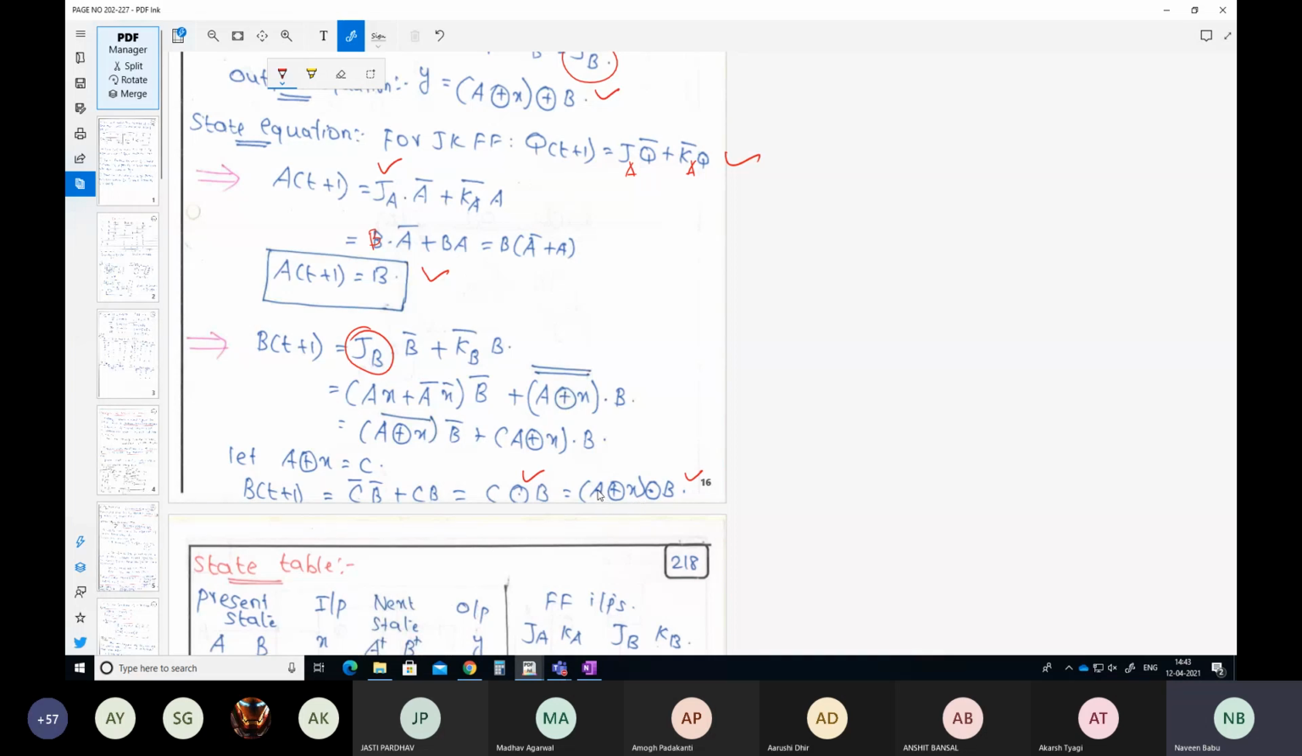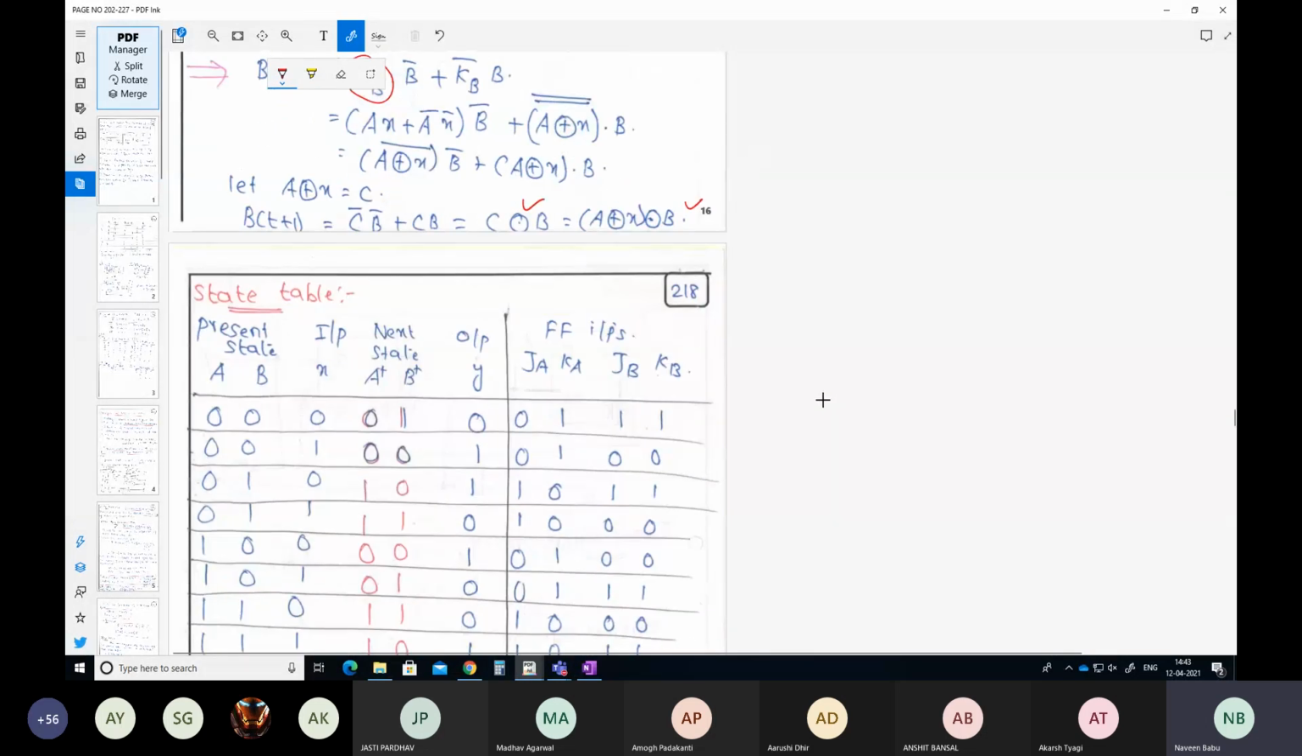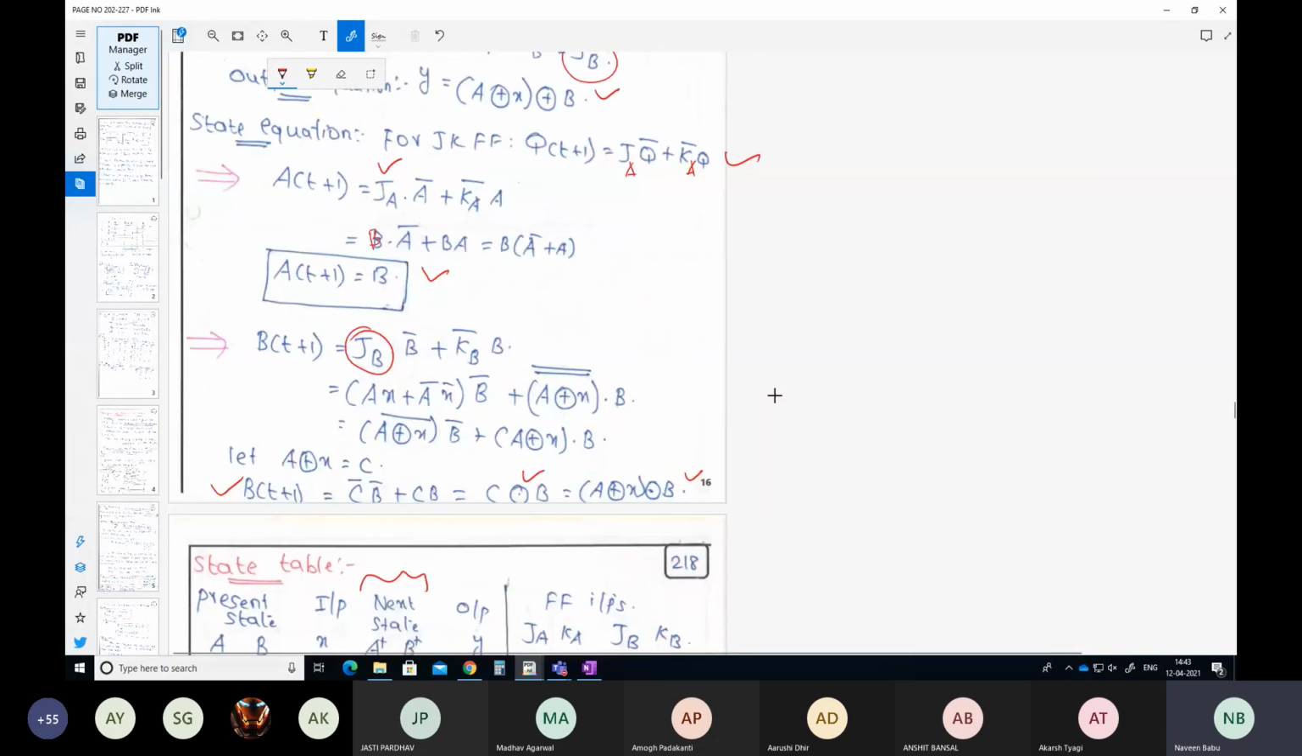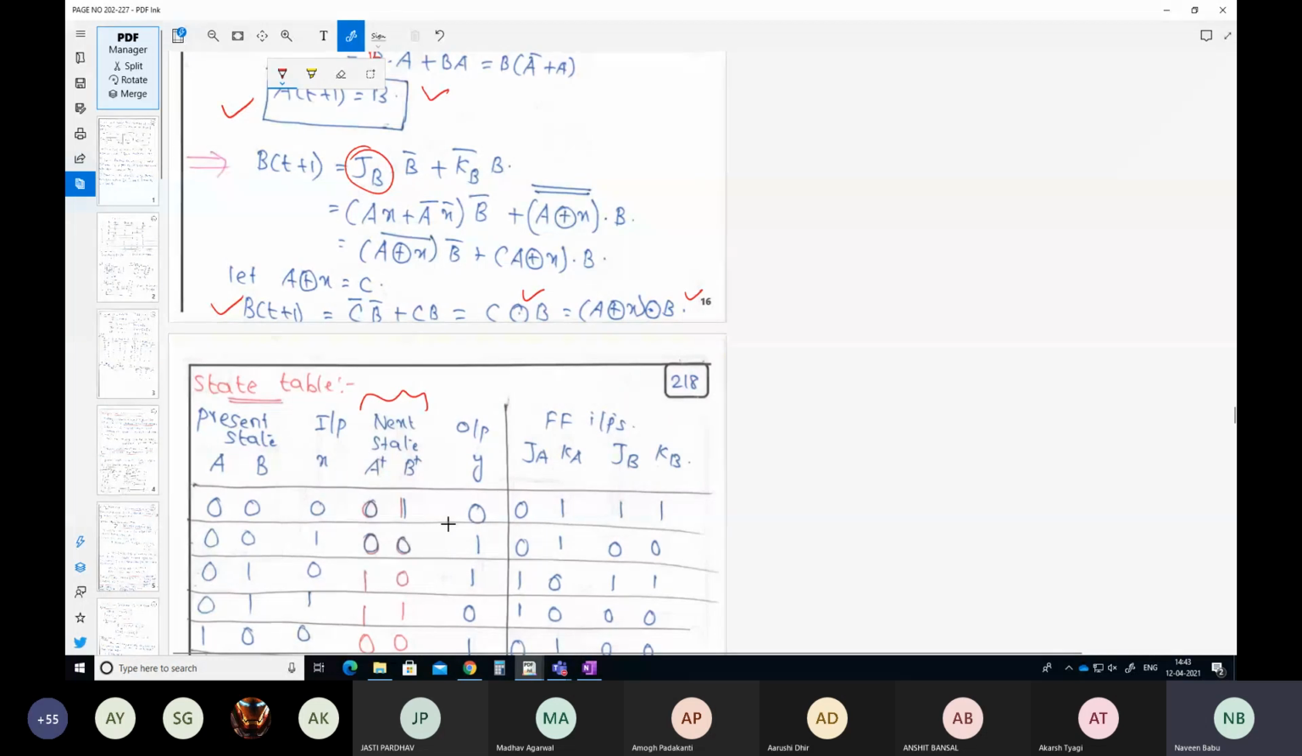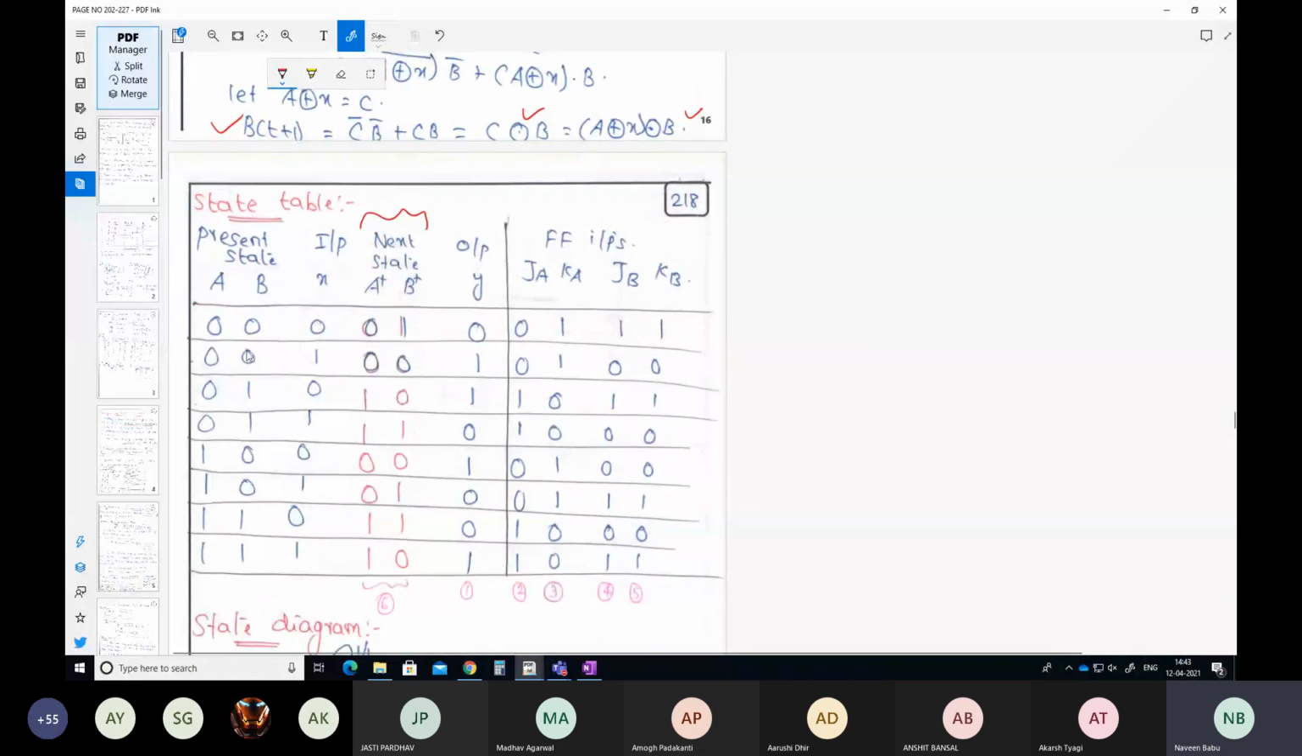So what is A? It is A of t. What is X? This is your input. What is B? It is B of t. So again, now we can write the two next state equations directly from the equations that we derived, which is B of t plus 1 and A of t plus 1, right? So here I'm not going to ask you to go to some page number to look at the characteristic equation. You can just write these characteristic values from the equations that we just derived in terms of your present state and your input equations. So again, the procedure is the same.